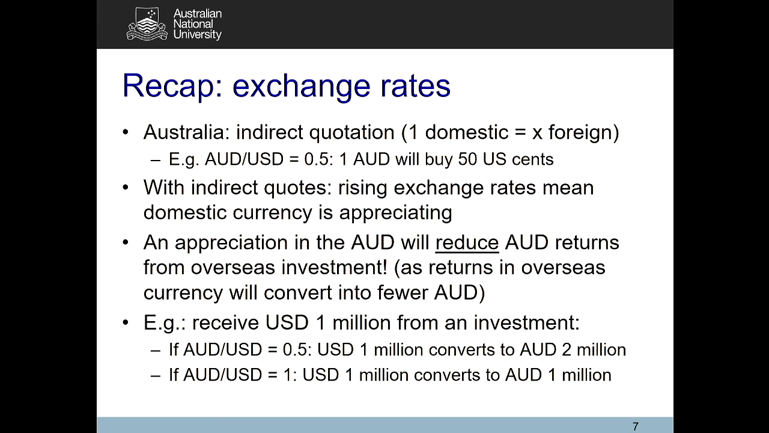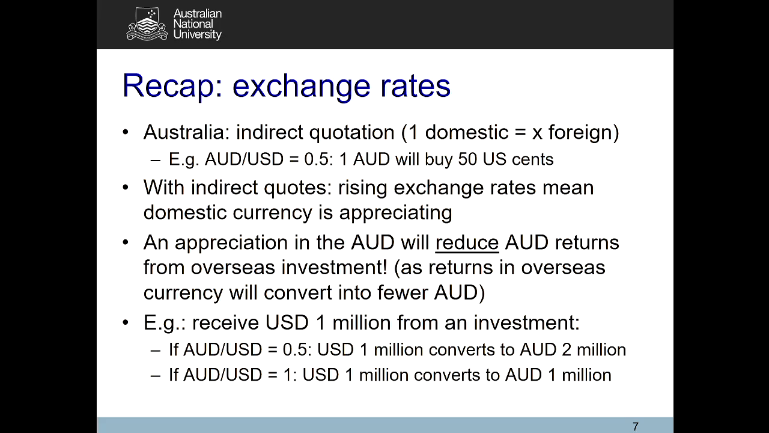So here's your basic example, right? If you have an investment worth $1 million in the US and the Australian-US exchange rate is 0.5, it means that 1 Aussie dollar is only worth 50 US cents. So in other words, 1 US dollar is worth twice as many AUD. So you take your 1 million US dollars, you divide it by 0.5 to see that you get 2 million Australian dollars. Very good for us when it comes to converting our US money back into Aussie dollars.